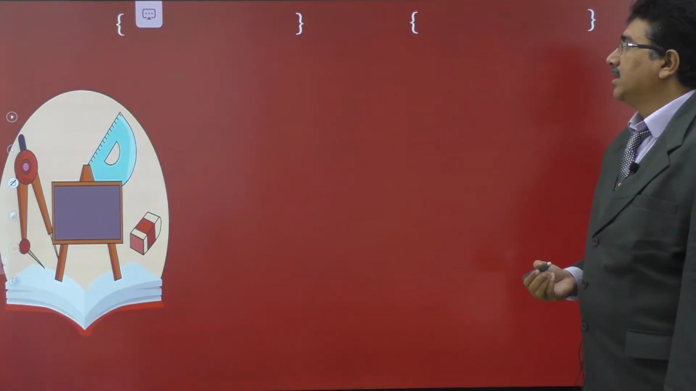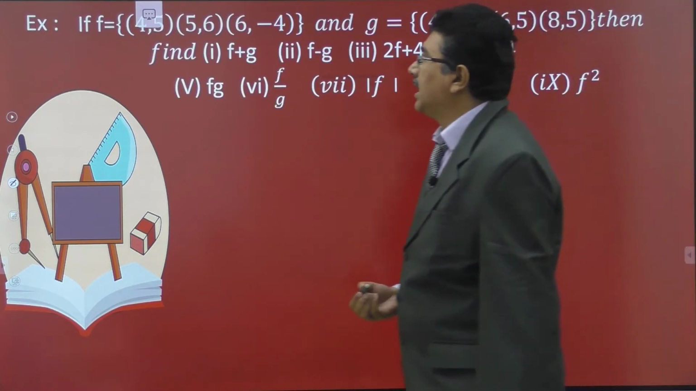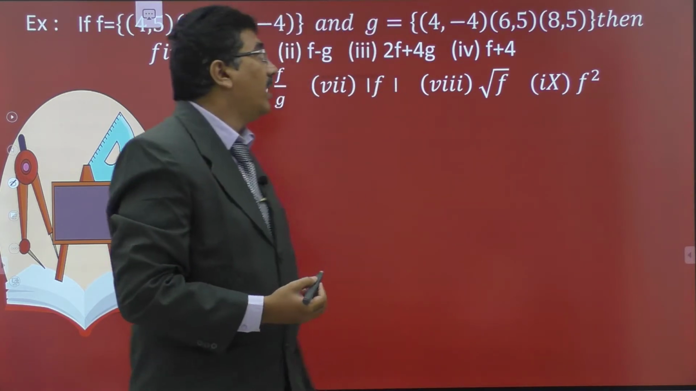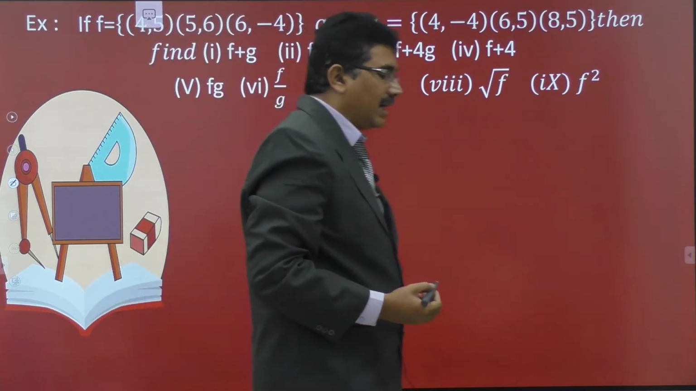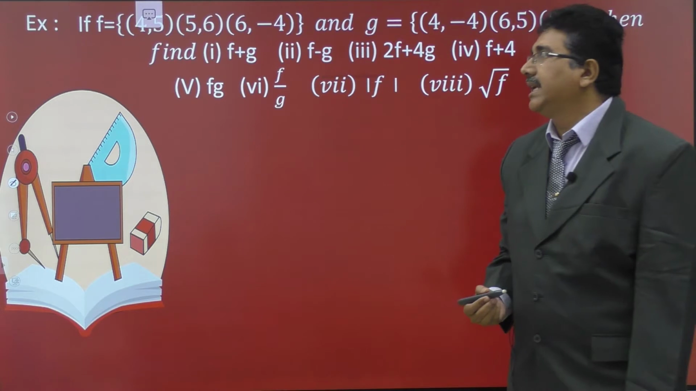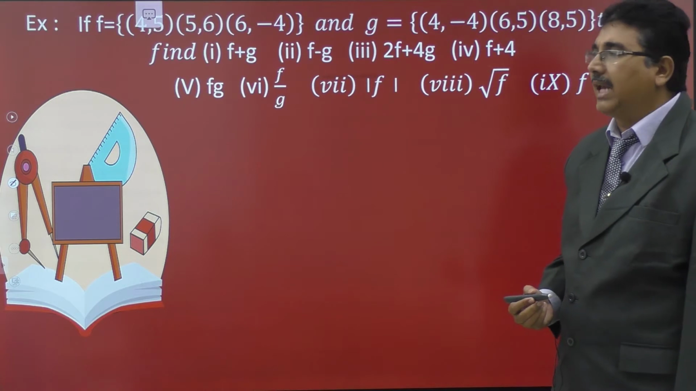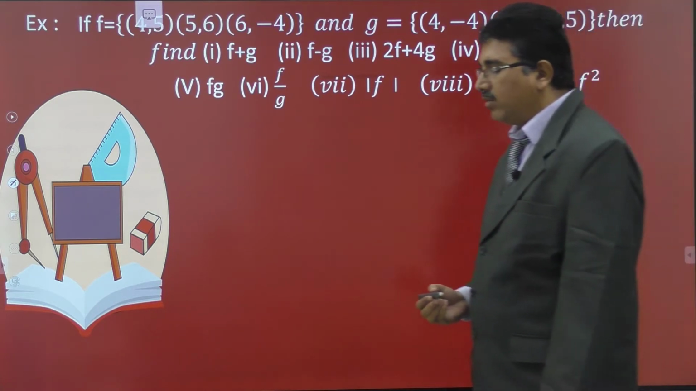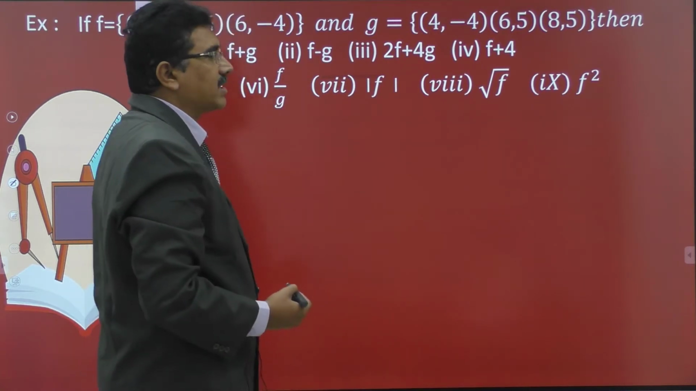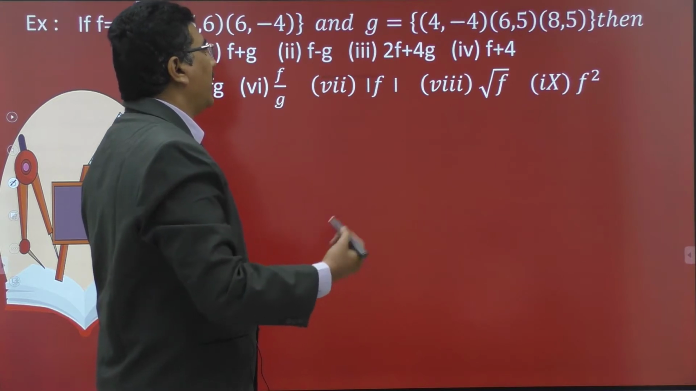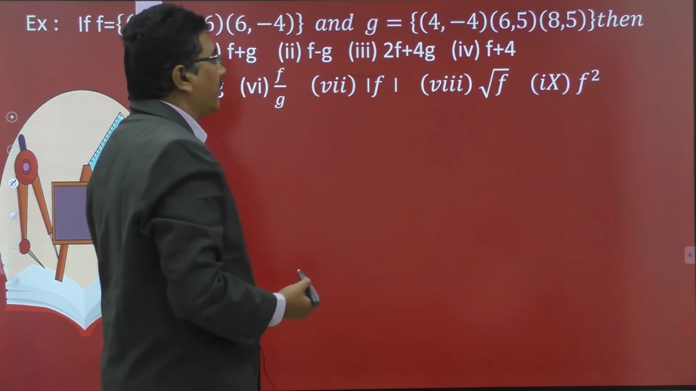Now see this problem. If f is equal to the set of all ordered pairs (4, 5), (5, 6) and (6, -4), and g is also the set of all ordered pairs (4, -4), (6, 5), (8, 5), then find f plus g, f minus g, 2f plus 4g. How to find the first one?